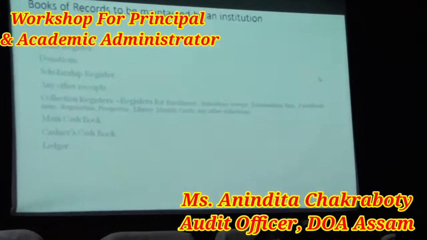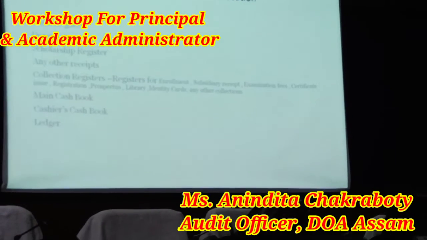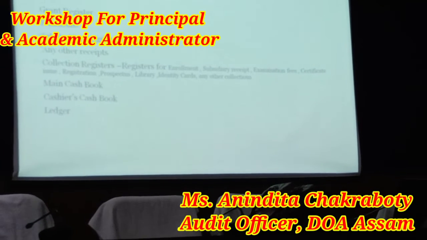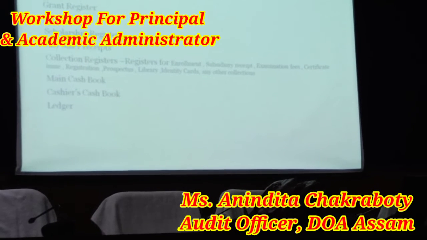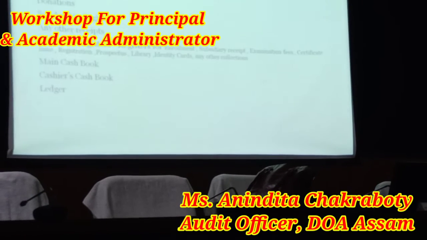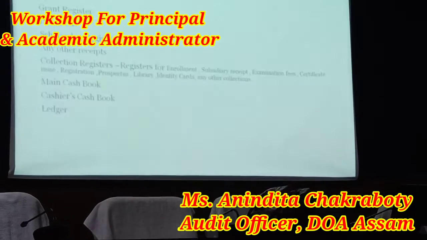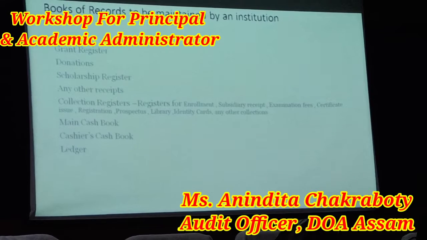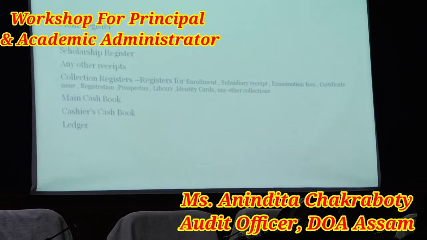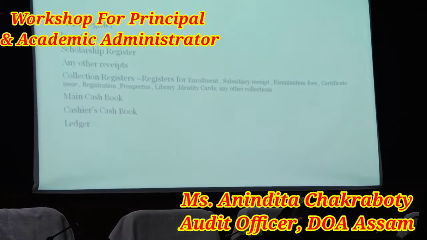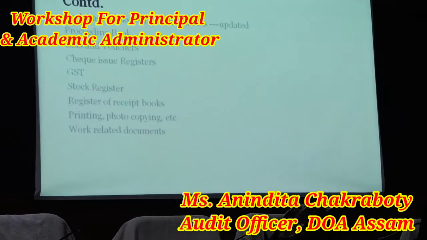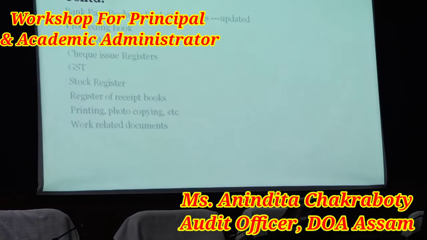Now, what are the books of records maintained by an institution? It is the grant register, donations, scholarship register, any other receipts, collection register, registers for enrollment, subsidiary receipt, examination fees, certificate issue, registration, prospectus, library, identity cards and other collections, main cash book, cashier's cash book, ledger, bank passbook or bank statements which should be updated.